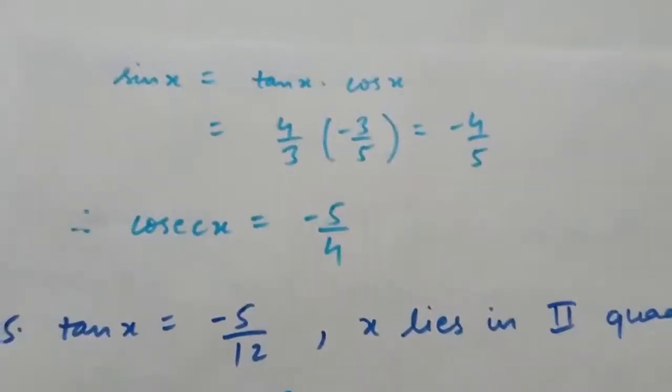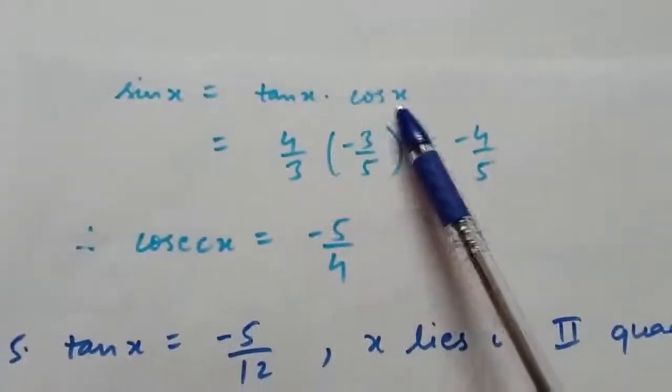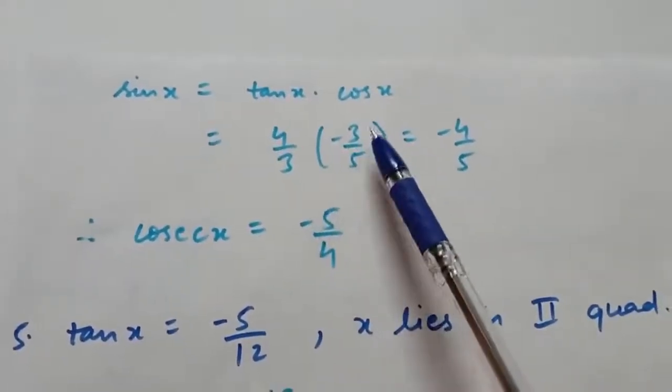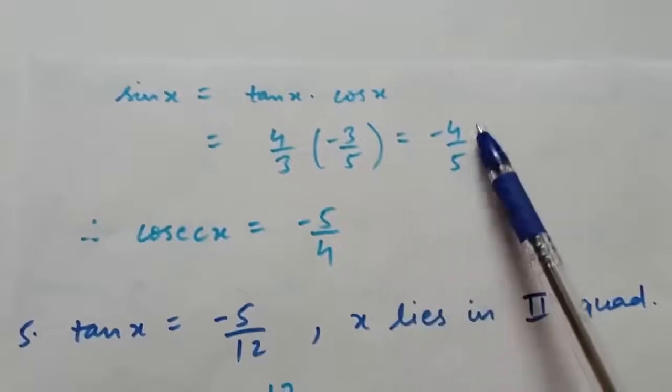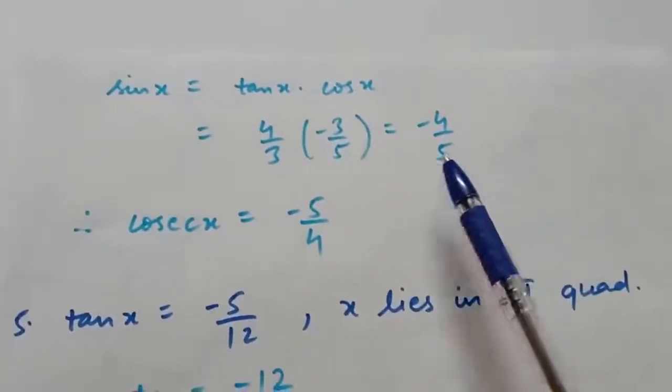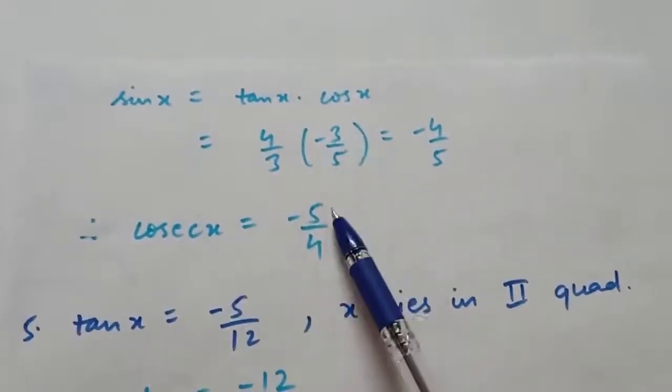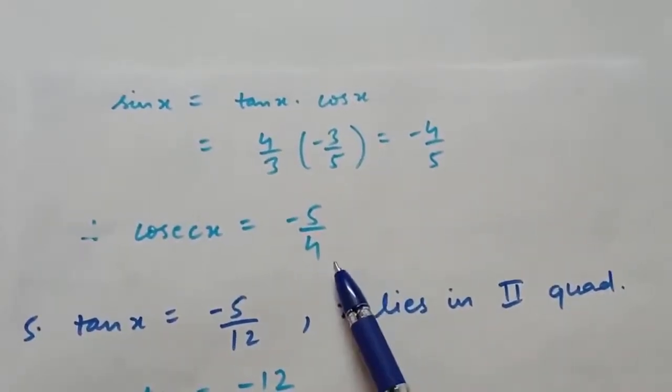Now sin x will be tan x into cos x. Tan x is 4 by 3, cos x is minus 3 by 5. So the answer will be minus 4 by 5. Therefore cosecant x will be reciprocal of sin x, minus 5 upon 4.